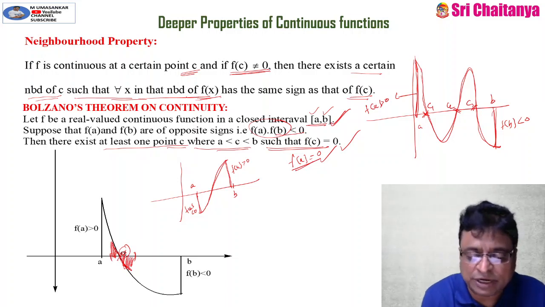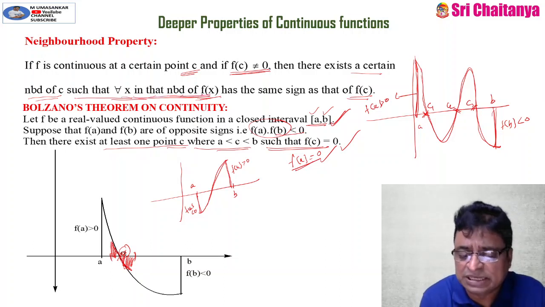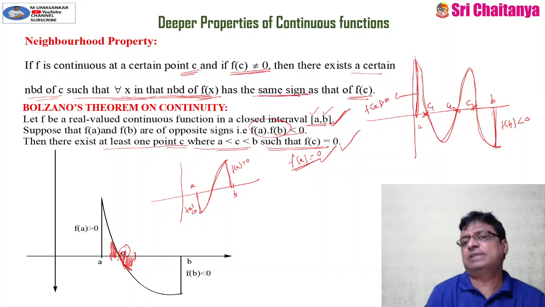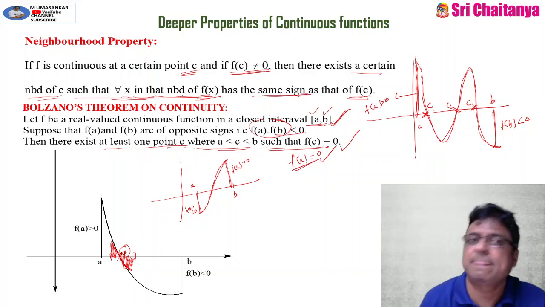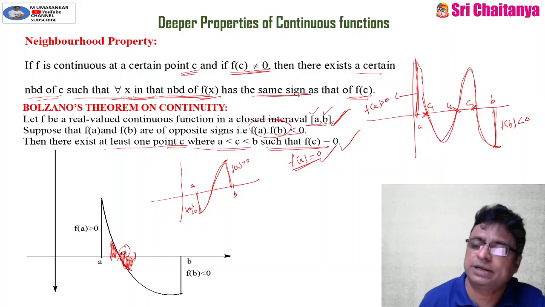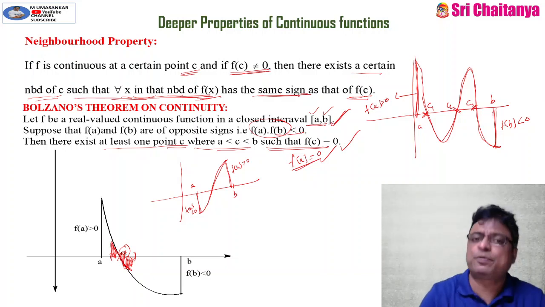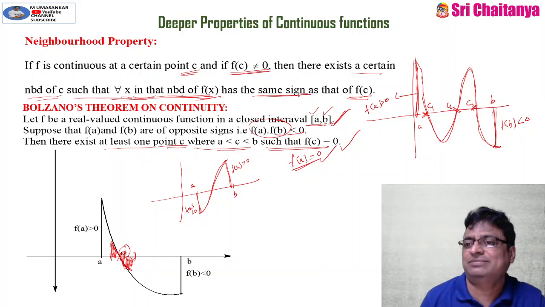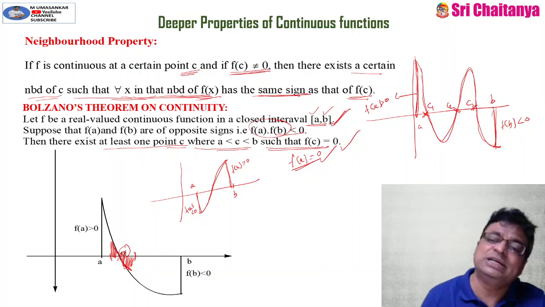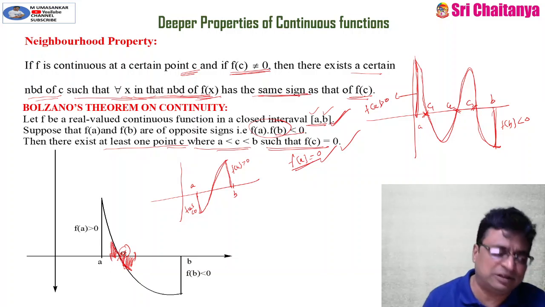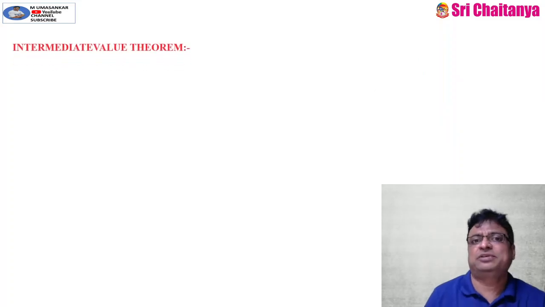That means, in the neighborhood of x, f of x and f of c have the same sign. That is the neighborhood property. The extension of the neighborhood property is nothing but Bolzano's theorem, which is a lemma for the great intermediate value theorem. Now we are entering into the intermediate value theorem.